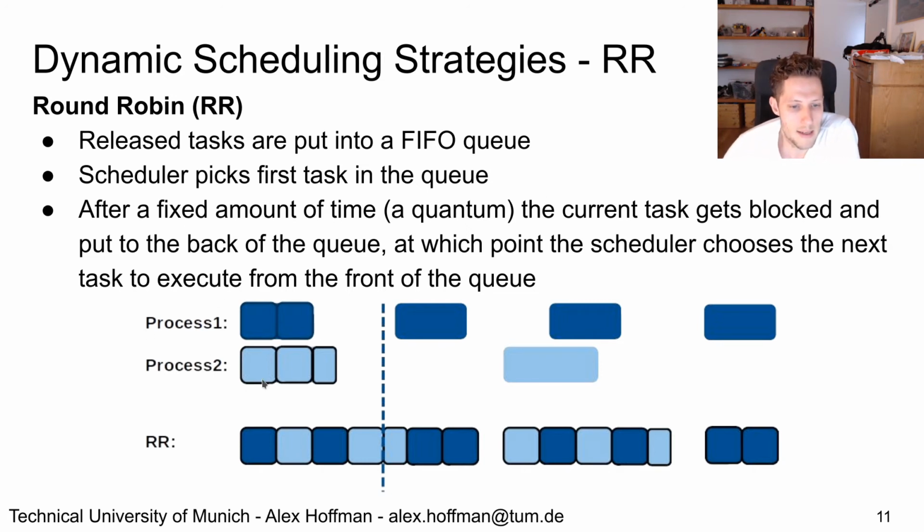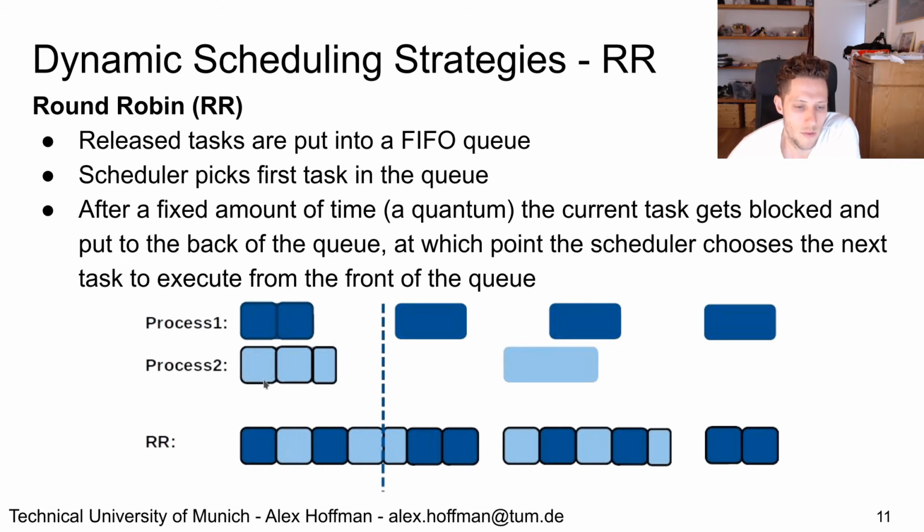So if we take the same example, we can break it up into these quantums, meaning a quantum for us is this block you can see here. If we run this example using round robin, we would see that this task would get put at the front of the queue, but it would only be allowed to execute for this one quantum, meaning this block here.